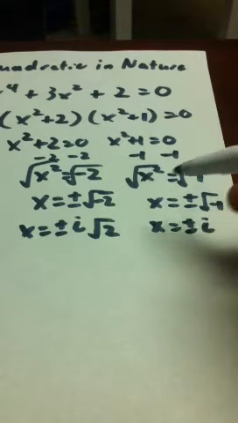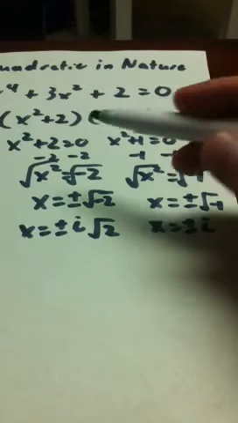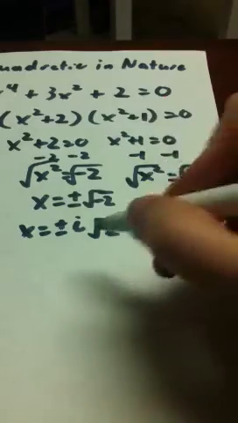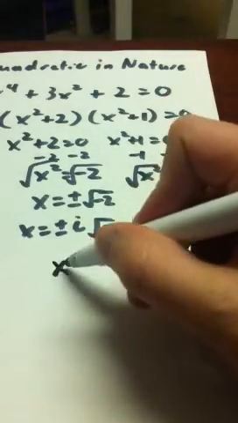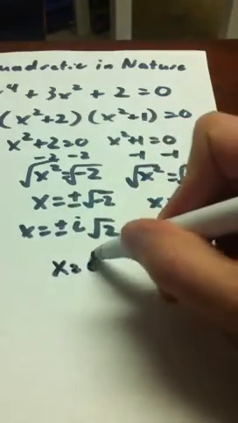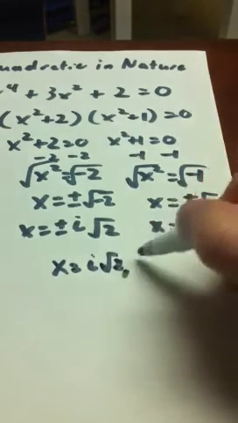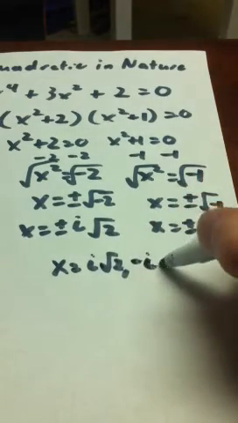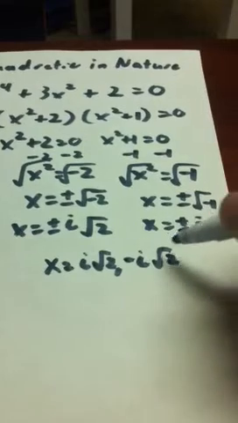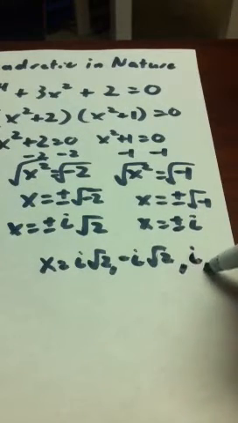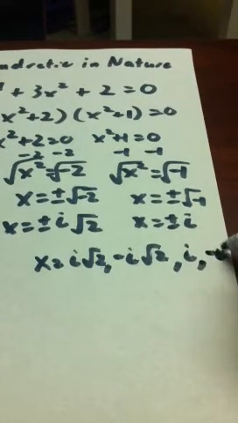And so there are my 4 answers. Again, it's a 4th degree polynomial, so it should have 4 solutions. So I get x equals i root 2, negative i root 2, i, and finally negative i. And so there are my 4 answers.